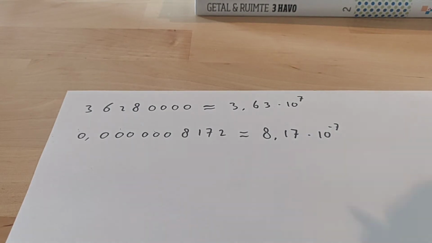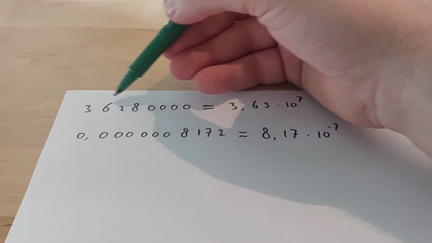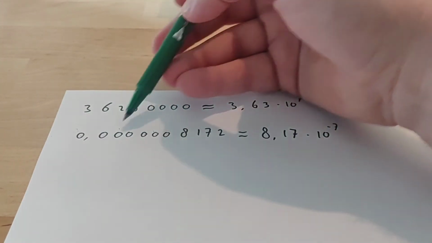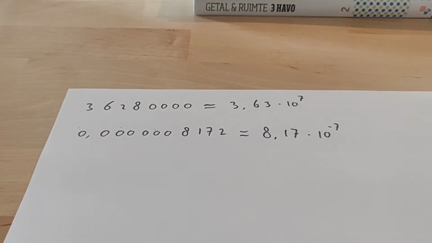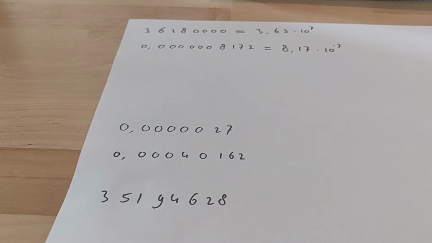Okay, so at the end of the video I explain why you can also have a minus here. But for now you can also just remember that if you have a very big number, you get a positive power, and if you have a very small number, so 0 point and then something, you use a minus here. Okay? I'm going to do 3 more examples here.